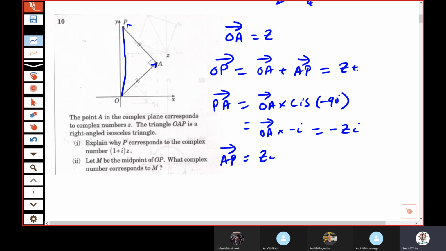OP is Z plus IZ, finished. Exactly what you needed. Factorize your Z out: 1 plus I.